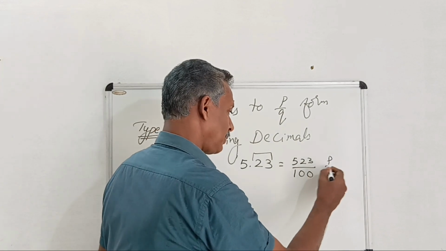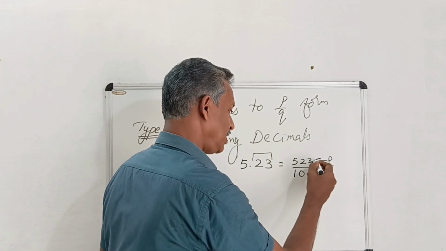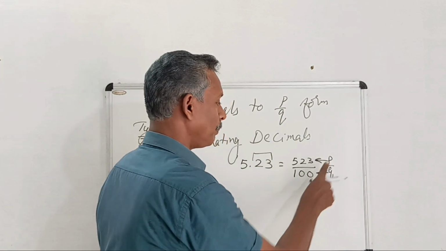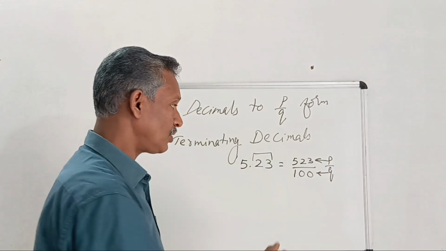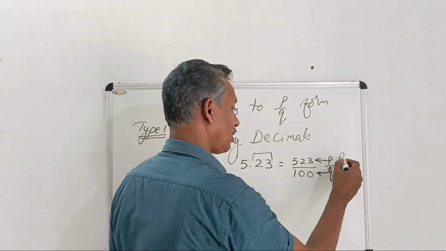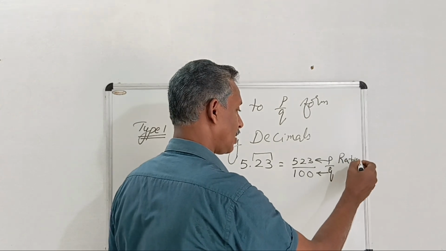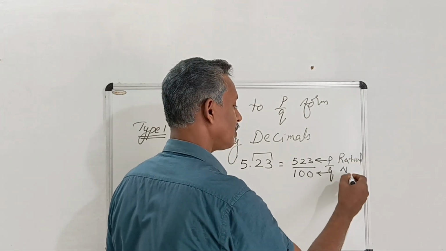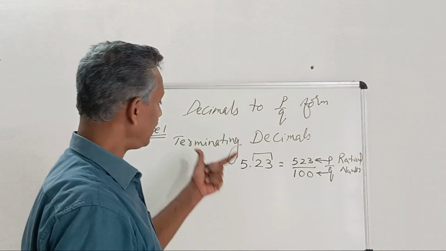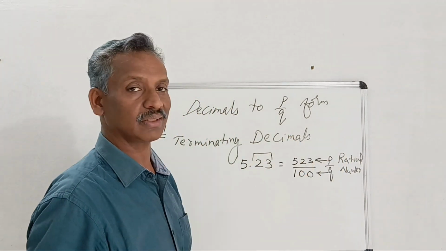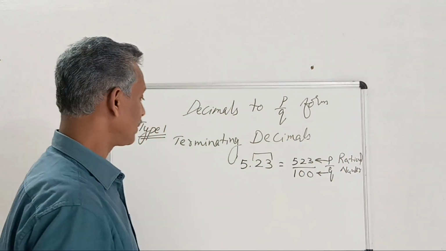This is p by q form, where p is an integer and q is also an integer. p is 523, an integer, and q is 100, an integer. So this is a rational expression, or rational number. So we can say every terminating decimal is a rational number.